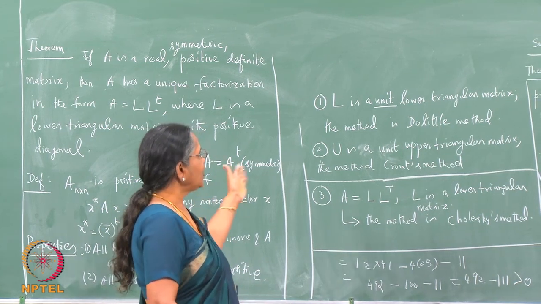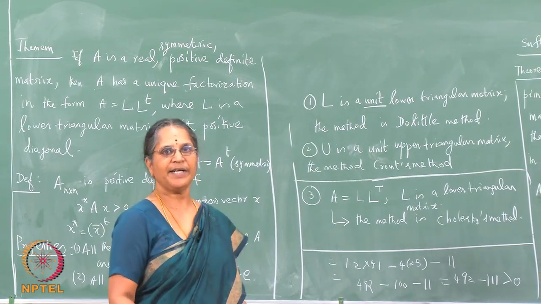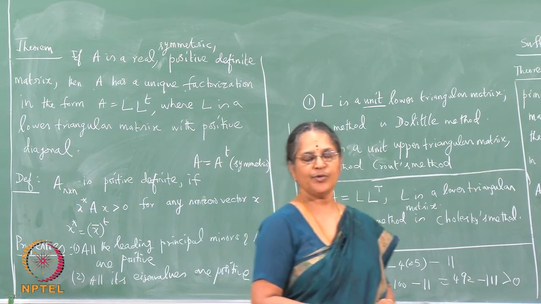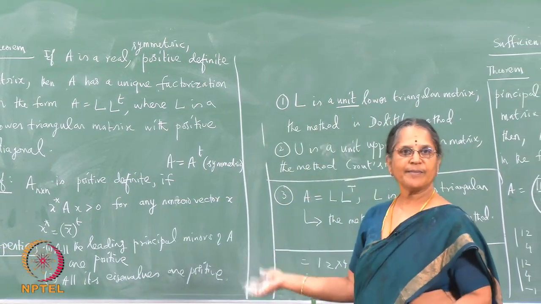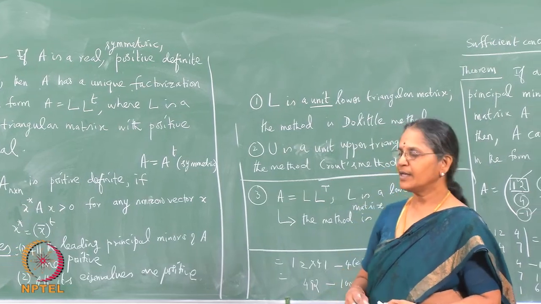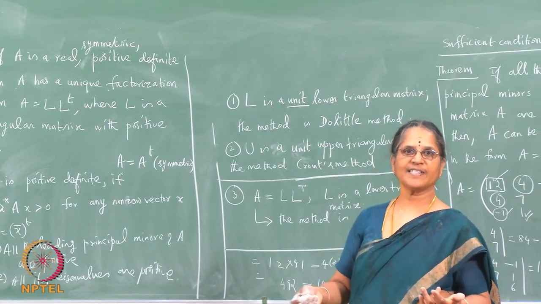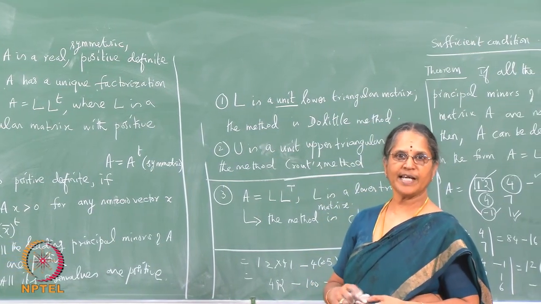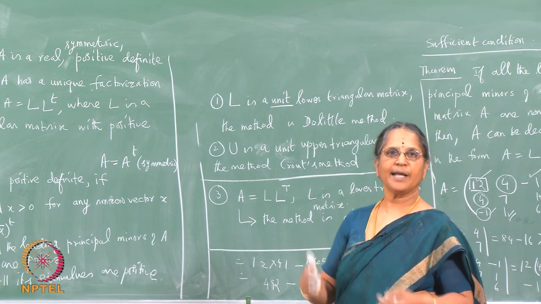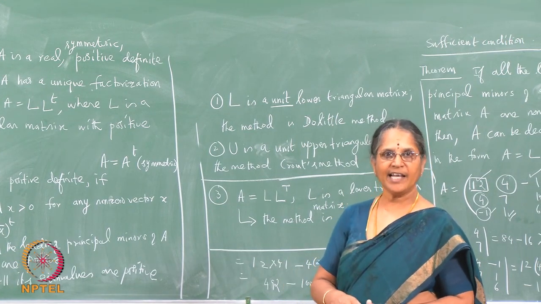So, now that we know the conditions under which A can be decomposed in the form L into U, let us work out some examples and see how the solution of a system Ax is equal to B can be obtained if A can be factored in the form L into U.